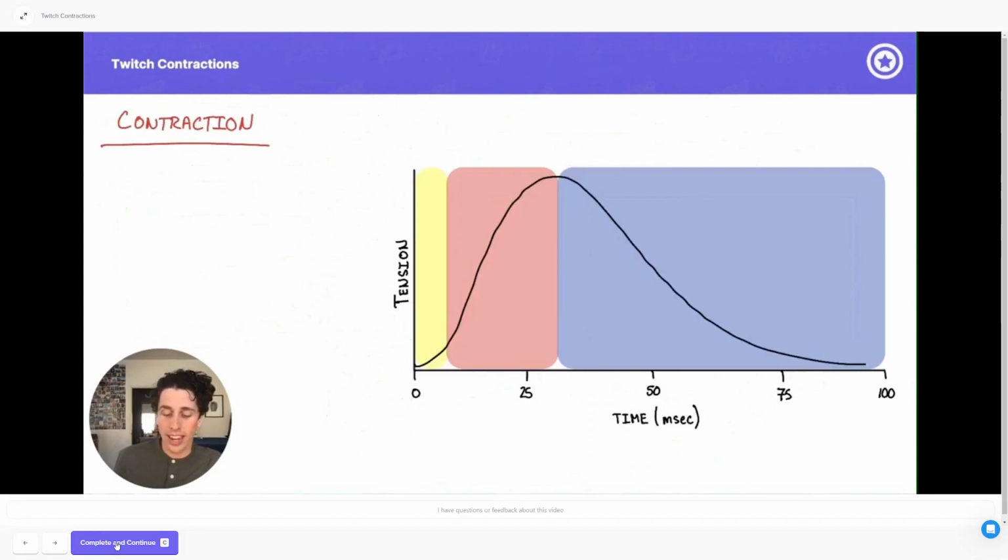So now let's go ahead and talk about contraction. So contraction, as we can see right here, this is the actual contraction of the twitch itself. And so that's going to be this red portion. So as we can see, it's a lot longer than the latent phase itself, but it's not quite as long as the relaxation phase. But with contraction, that's going to be when the sliding filament theory is actually occurring. So when those myosin heads are interacting with actin. And so let's go ahead and talk about that a little bit more in depth.